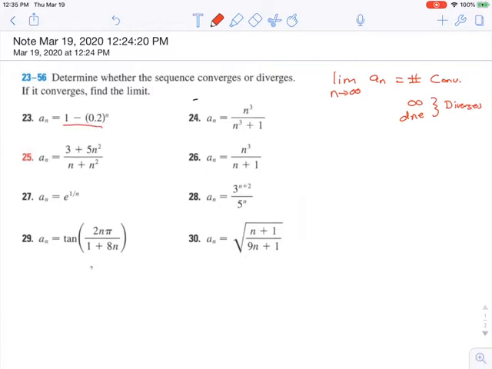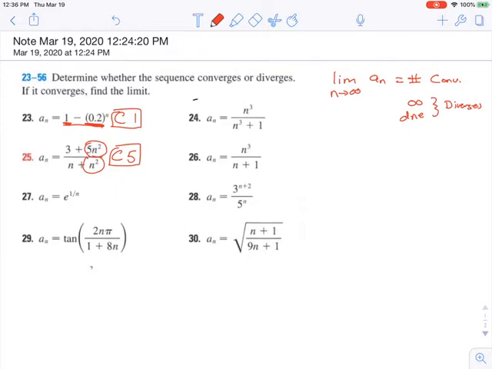This one right here, when n goes to infinity, this goes to 0, this stays at 1, so this one converges to 1. This, our dominant term on top is 5n squared, and the dominant term on bottom is n squared. When n goes to infinity, this converges to 5.